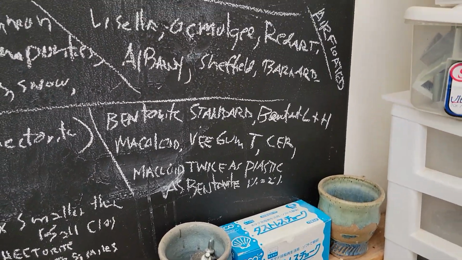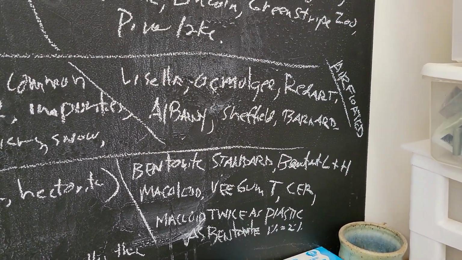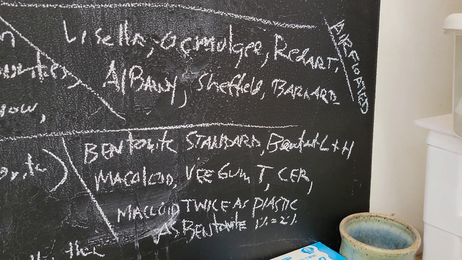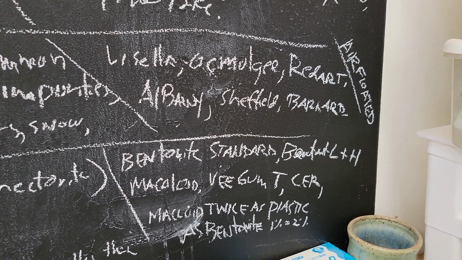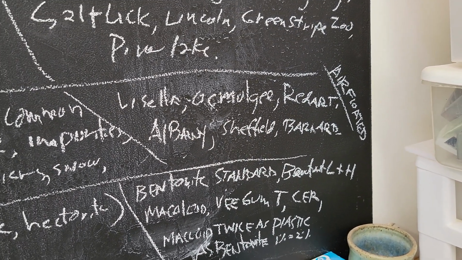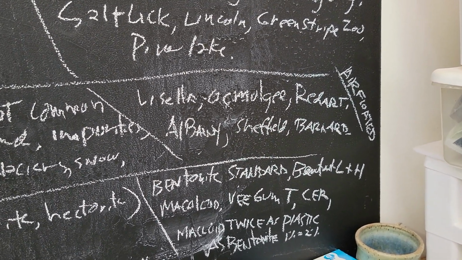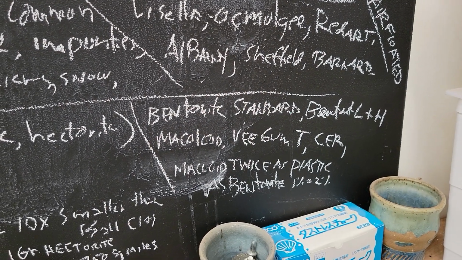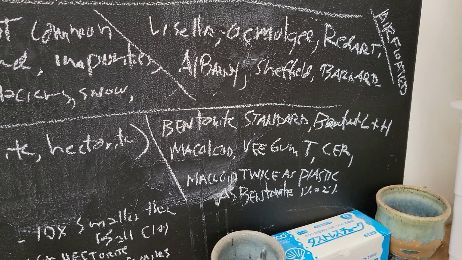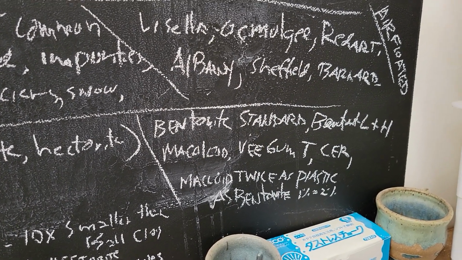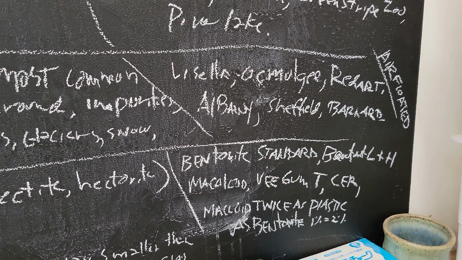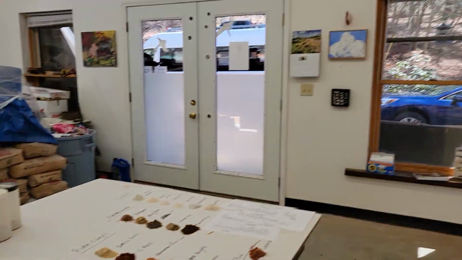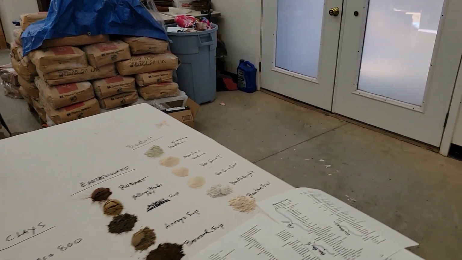All right, so bentonite's the main one. Standard bentonite is one I'll show you in a second. There is bentonite L and H. There's Macaloid and V-Gum. That's twice as strong as bentonite. So if you had a body and you made 2% bentonite, you'd only need 1% Macaloid. And the one reason you use Macaloid is because it's got no iron, so it can make a white porcelain. It keeps it very white.